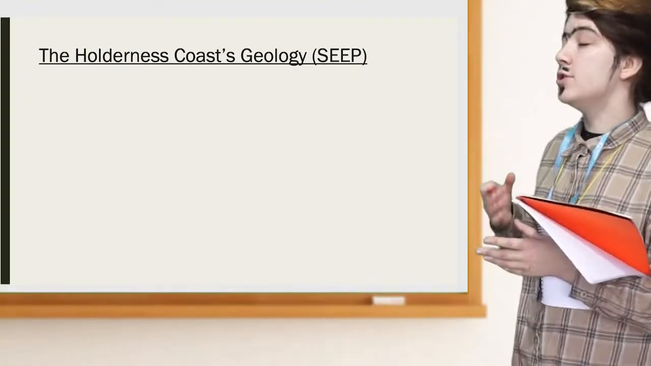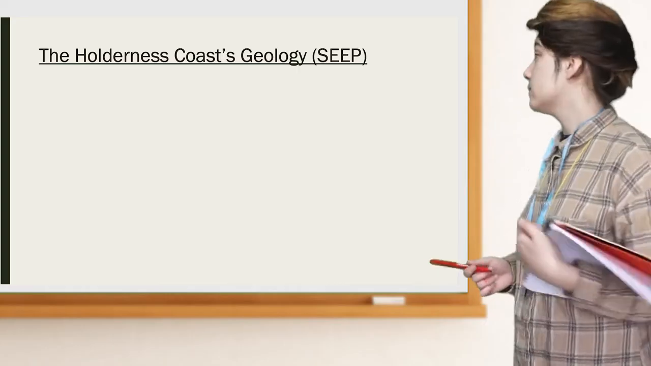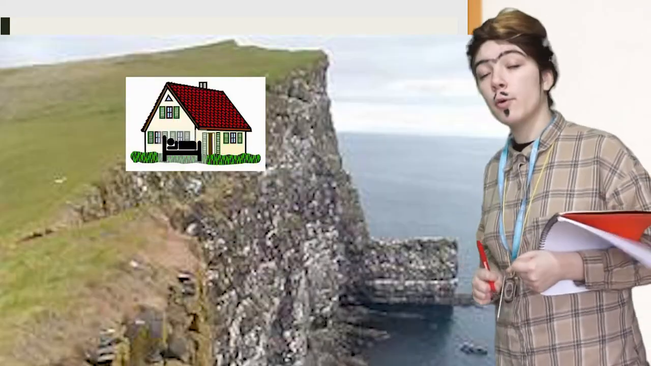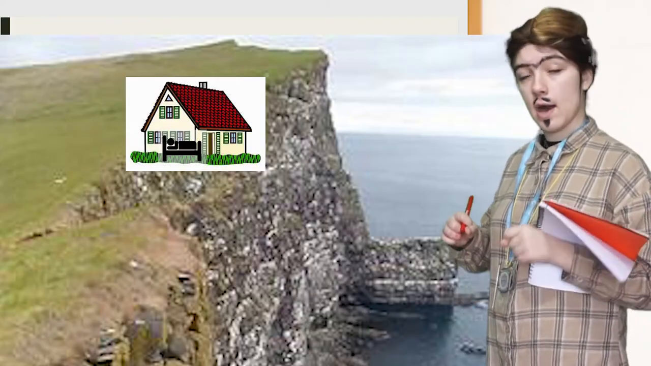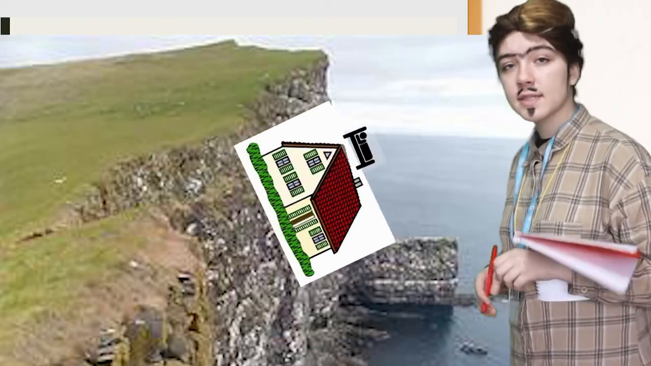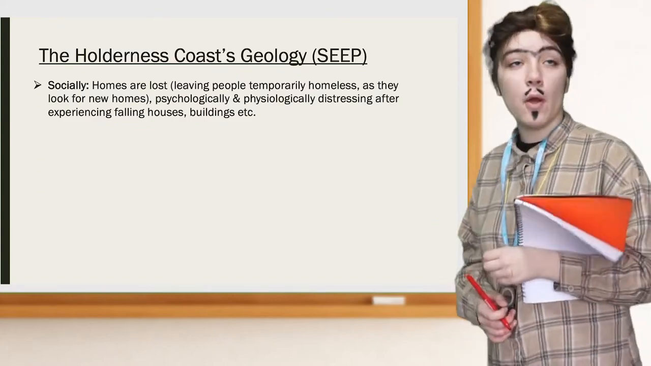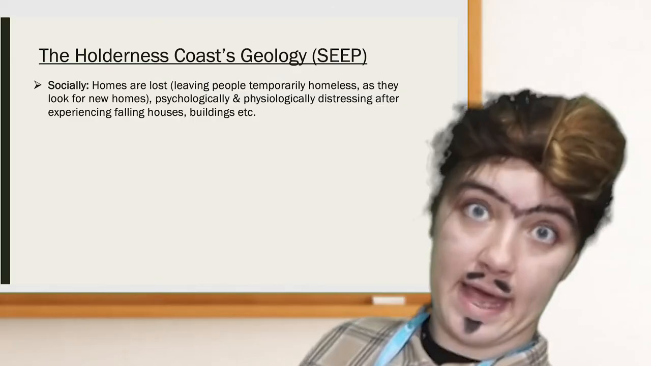So what I can now show you though is the impacts it has on 4 key factors. Here we've got the geology and the impacts of the Holderness coast. As we can see, socially it affects loads of people. Imagine being chucked up in your bed at 3 o'clock in the morning to find out your house is falling off a cliff. Quite scary. This could be physiologically damaging. You could get a broken bone if you fell off a cliff, or if not worse, death.